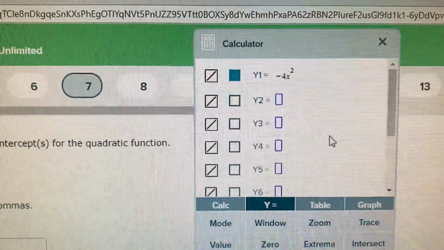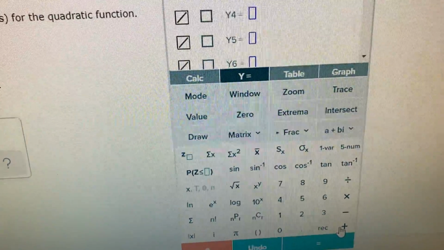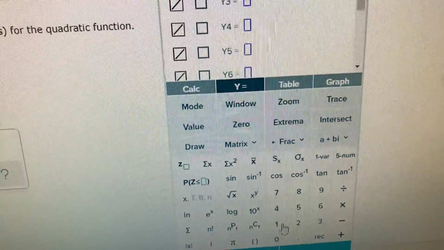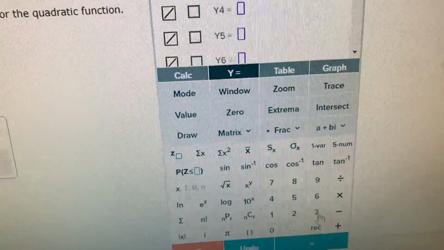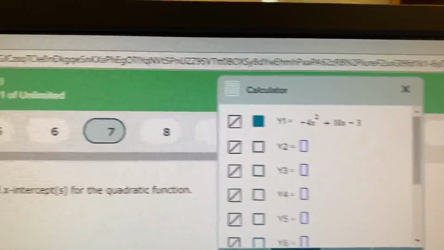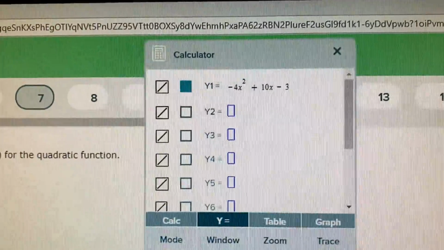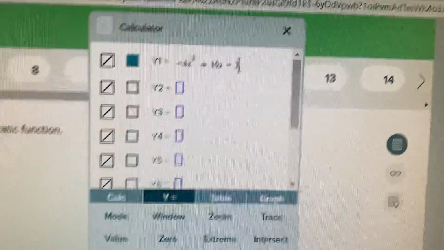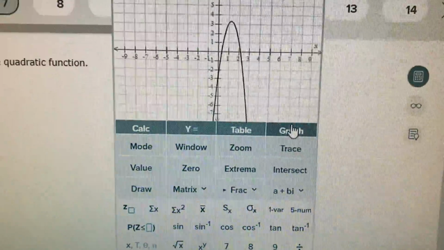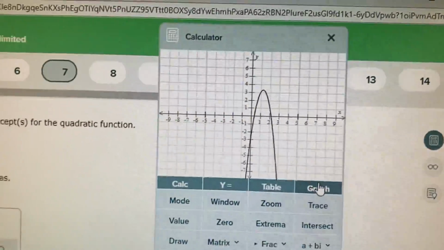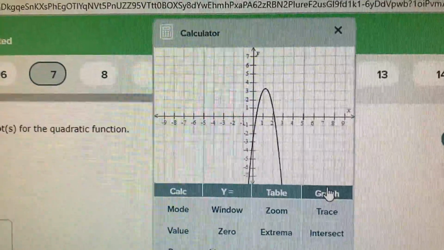So now we continue. So we do plus, and then 10x, so we go 1, 0, and then x, and then minus 3. So as you can see, we've got our function typed in. So now the next thing, it says click graph. So we're gonna click graph. And there is our function graphed. And as you can see, because that was a negative leading coefficient, your graph goes down.